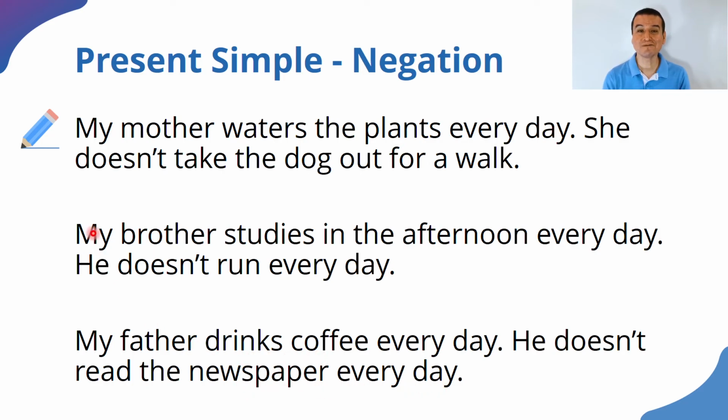All right? Now, I am going to pause my video so that you can practice your pronunciation. All right? Listen to the native speaker pronounce this and then you repeat after them. Go ahead. Practice, please. My mother waters the plants every day. She doesn't take the dog out for a walk. My brother studies in the afternoon every day. He doesn't run every day. My father drinks coffee every day. He doesn't read the newspaper every day. Thank you. Thank you very much for having practiced your pronunciation.